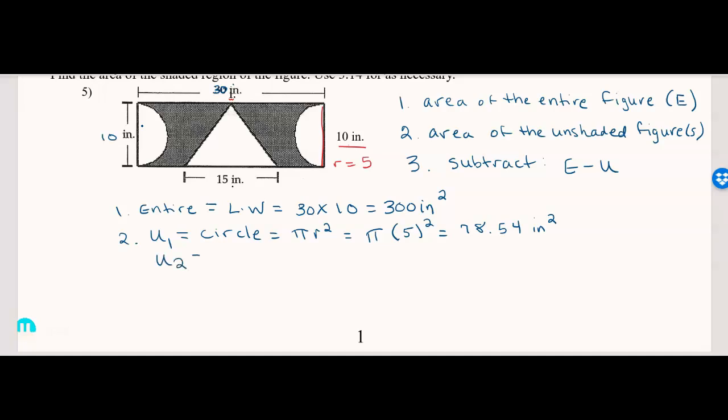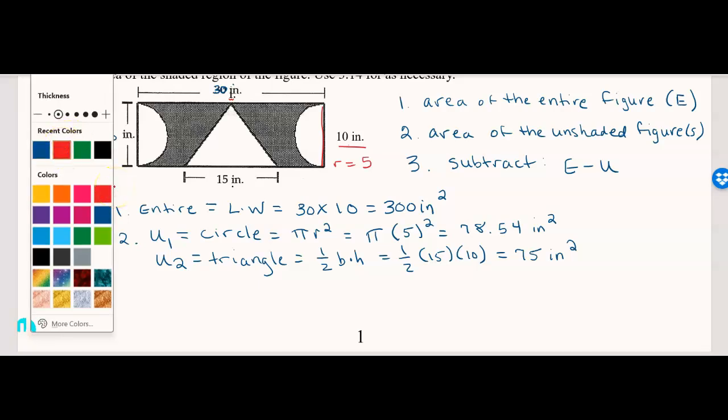Then we have another unshaded figure, which is right here, the triangle. Well, let me just put that here. That's going to be 1/2 base times height. Well, we know the base because it gave it to us. It's 15. And the height is 10. That means I'm going to take 10 times 15, which is 150, take half of that, and you get 75 inches squared.